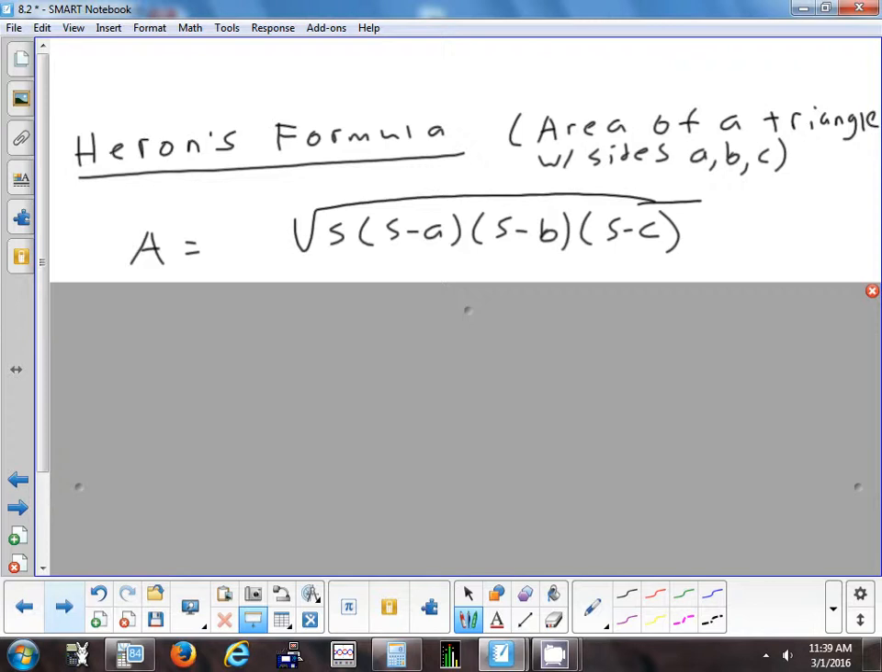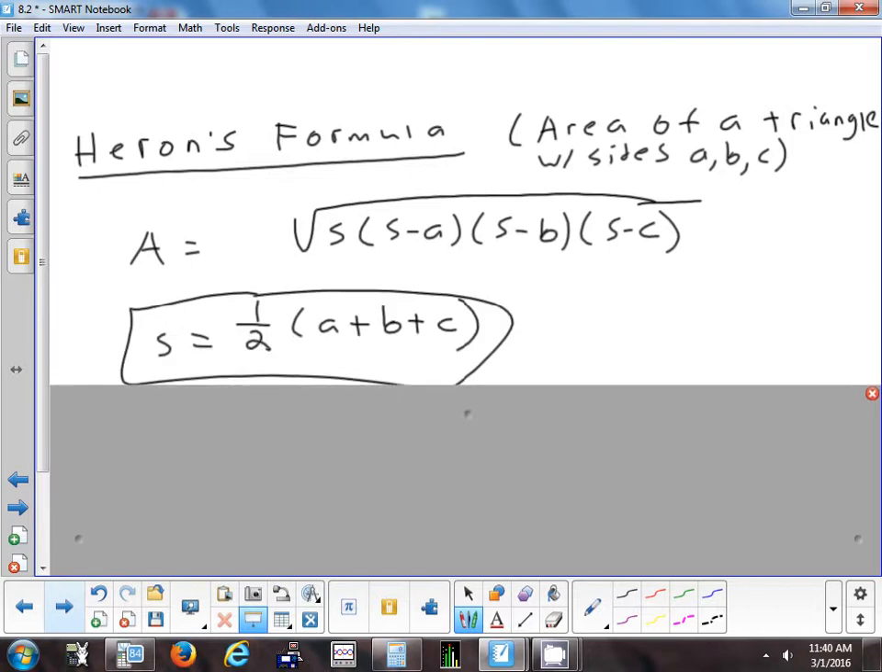The formula for the area is the square root of S times S minus every side: S minus A, S minus B, S minus C. Now, we don't know what S is. We know A, B, and C are the sides. S is half of A plus B plus C. So if you summarize, it's half of the perimeter, and we call that the semi-perimeter. So that's where the S comes from. S is the semi-perimeter.